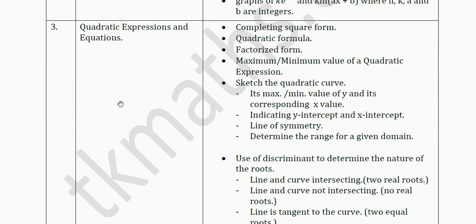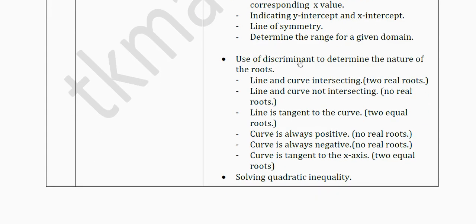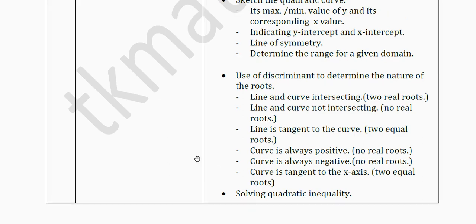Now in quadratic expressions and equations, you should know completing the square, the quadratic formula, the factorized form, and what the minimum and maximum value is, and sketching of the quadratic. Within sketching, you must understand all these points because you have to indicate them in your sketch. Then with respect to the discriminant, you should know all these cases, right? And then at the end, solving quadratic inequalities is extremely important, and in my experience, most students get stuck there, right?